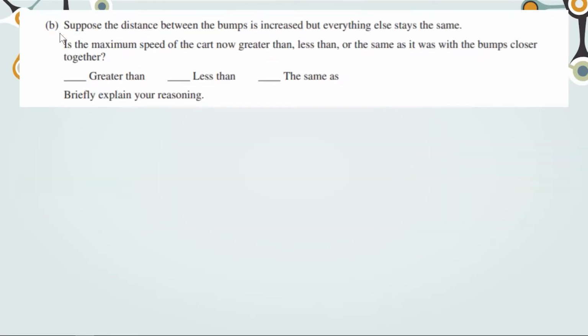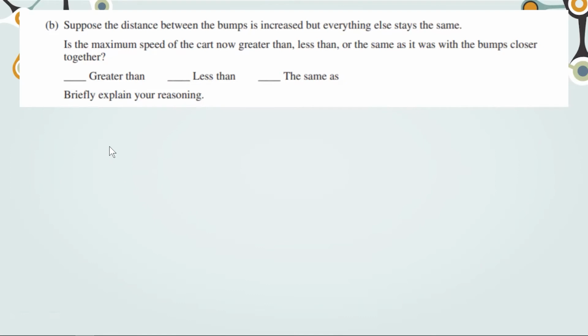Now for part B. Suppose the distance between the bumps is increased but everything else stays the same. Is the maximum speed of the cart now greater than, less than, or the same as it was with the bumps closer together? Briefly explain your reasoning. Well, let's think about it.